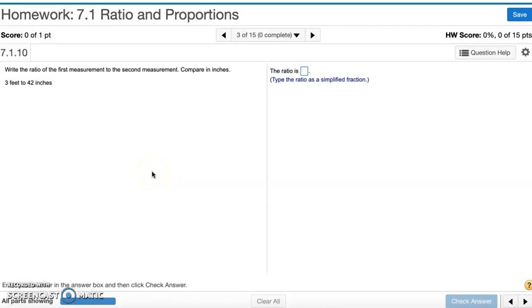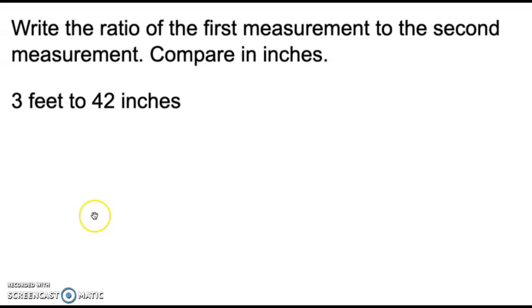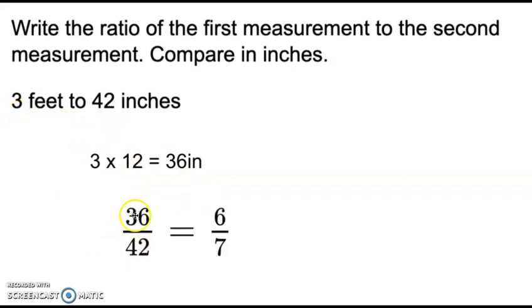7.1 Ratio and proportions. Number 3. Write the ratio of the first measurement to the second measurement. Compare in inches. Since it wants us to compare in inches, we have to turn 3 feet into inches. Now there are 12 inches in a foot, so multiply 3 by 12, and that gives us 36 inches. So now write it as a fraction, 36 over 42. That's comparing that 3 feet to 42 inches.